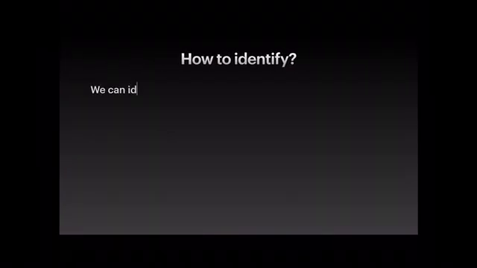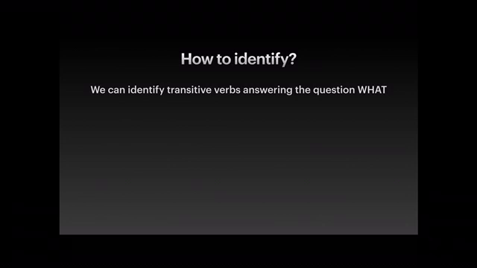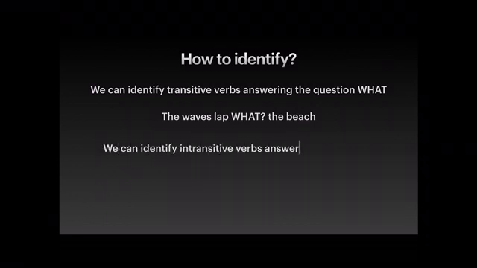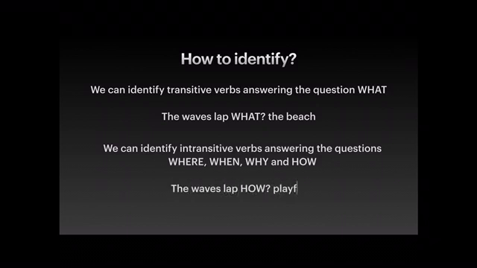How can we identify them? This is an easy way to identify transitive verbs. You just have to analyze your sentence and answer the question, what? If you have an answer, then that verb is a transitive one. To identify intransitive verbs, you just have to answer the questions where, when, why, and how. If you have an answer, then that is an intransitive verb.